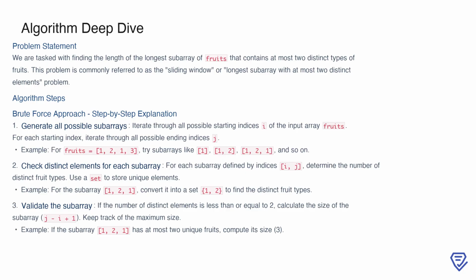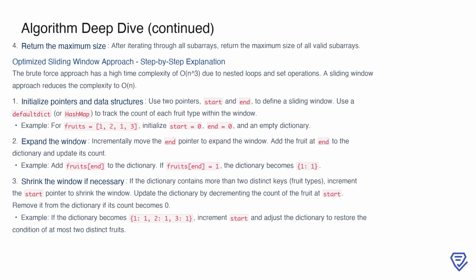If the number of distinct elements is less than or equal to 2, we calculate the size of the subarray, which is j minus i plus 1, and keep track of the maximum size found. For example, the size of 1, 2, 1 is 3. This process is repeated for all possible subarrays to find the largest valid one. Once all subarrays have been evaluated, the maximum size of all valid subarrays is returned as the result.